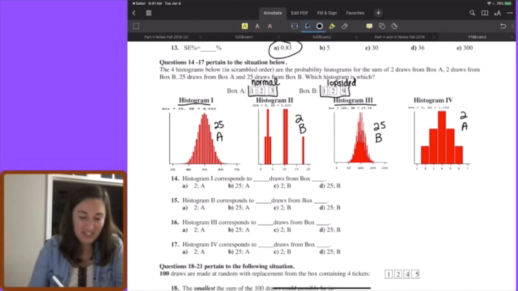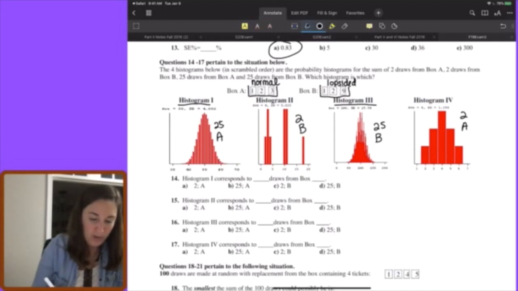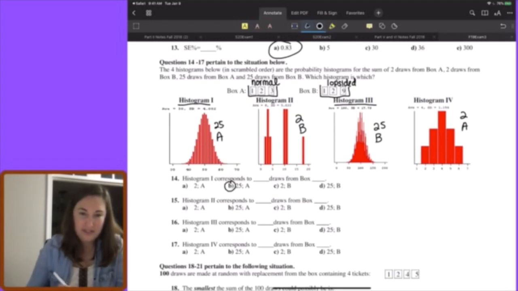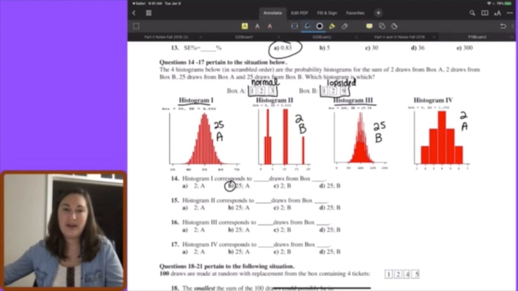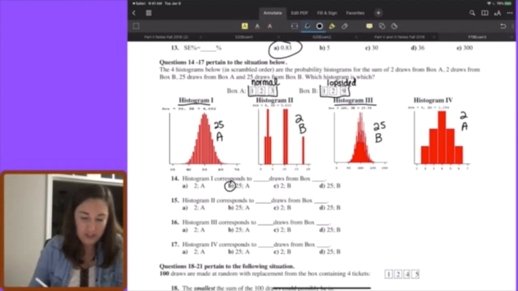So then I would just fill these in. Histogram 1 is 25 in A, right? And then histogram 2 is 2B, histogram 3 is 25B, and histogram 4 is 2A.